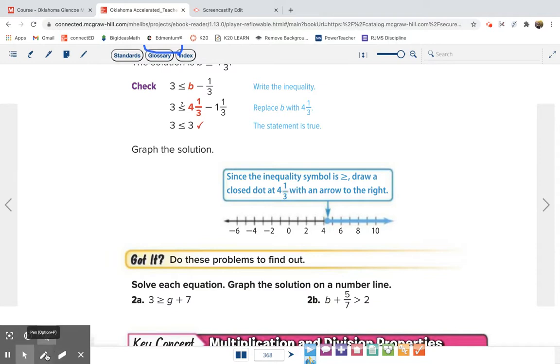Okay, so on our number line, we know it's at 4 and 1/3. So if you notice, here's 4, here's 5. They just put it closer to 4. We can't tell exactly that it's at 1/3. That's okay. As long as you get close, it's accurate.